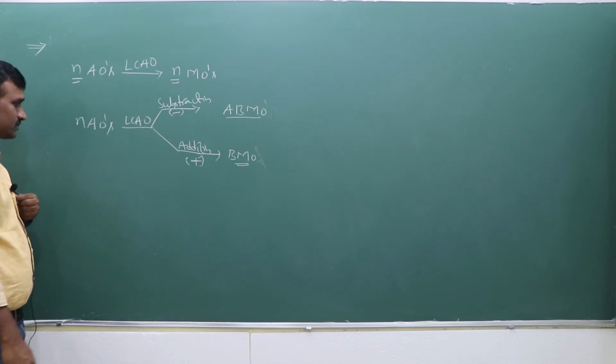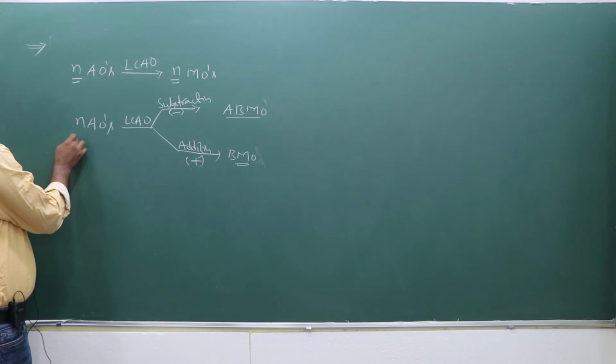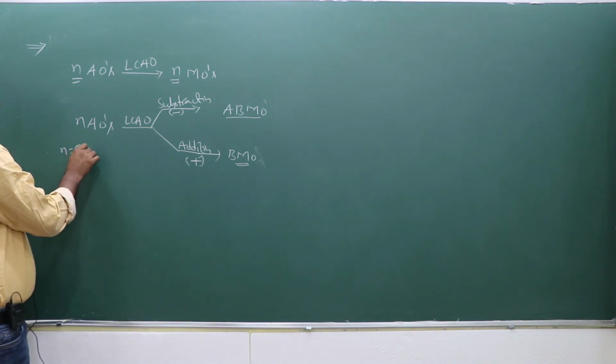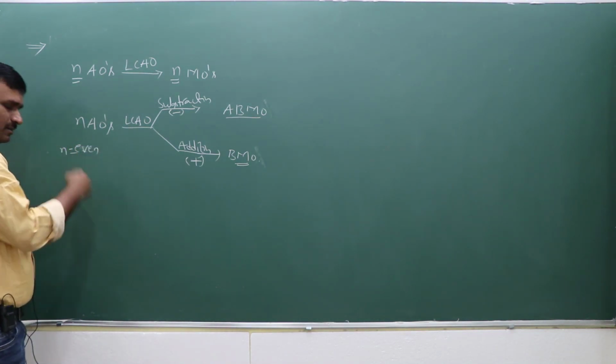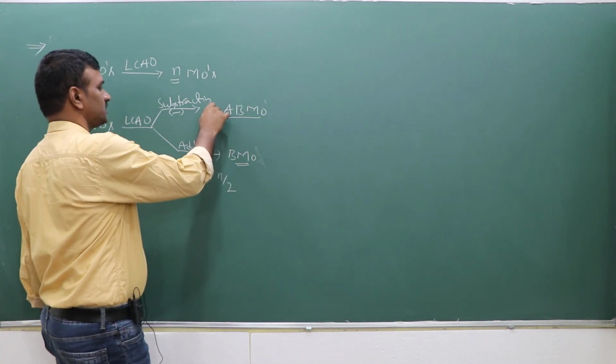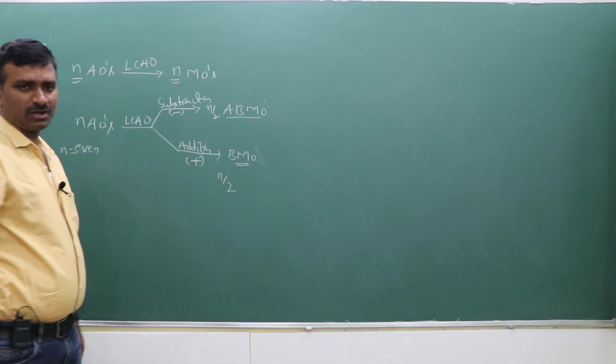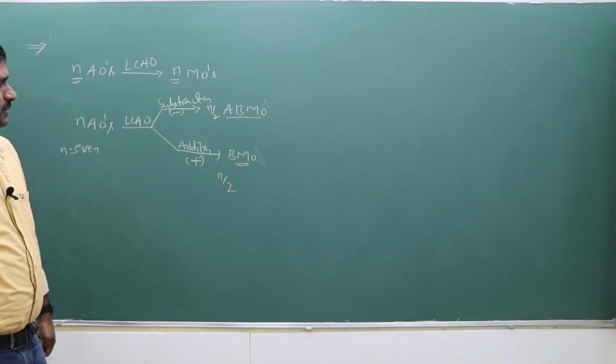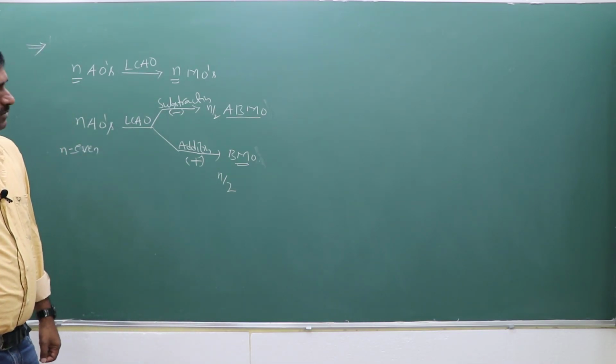If n is even, which is not that important, then n by 2 bonding molecular orbitals are generated, and n by 2 anti-bonding molecular orbitals are also generated. Bonding and anti-bonding molecular orbitals.